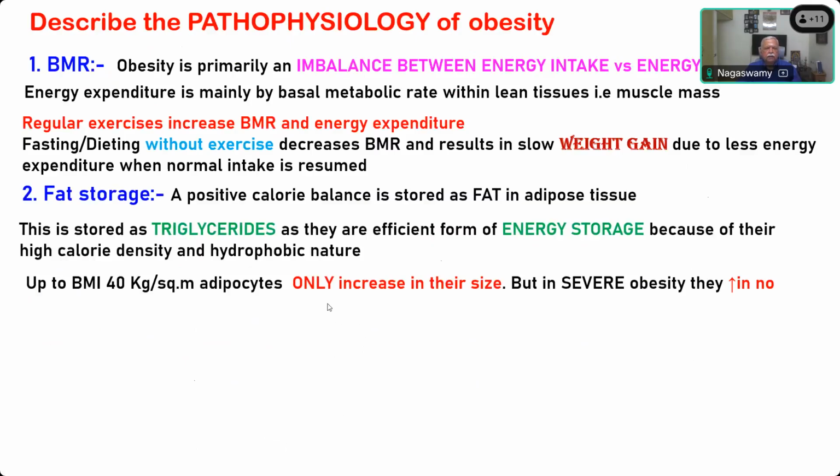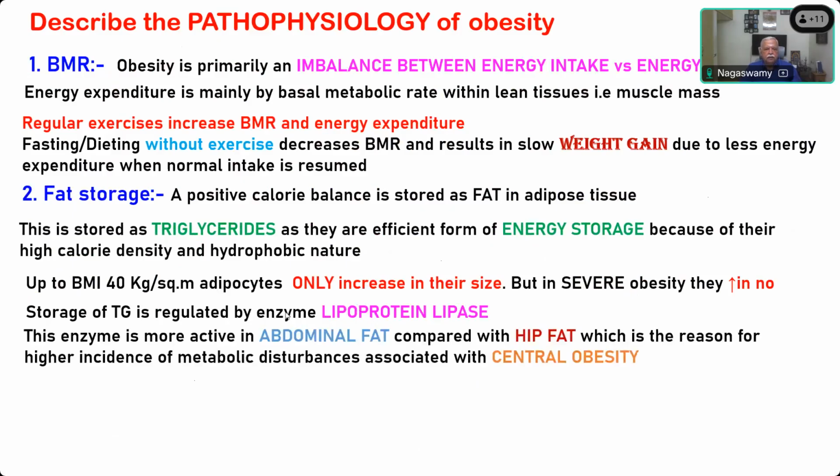And the triglycerides and the adipocytes: normally up to 40 kg/m² of BMI, only the adipocytes which already exist in the body increase in their size. But after 40, when they become super morbidly obese patients, the adipocytes not only enlarge in size, but also increase in their number. So normally up to 40 they don't increase in number, but beyond 40, their number also increases in addition to size.